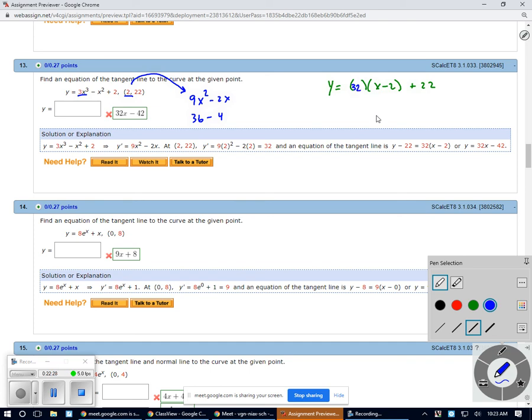The only difference between my answer and their answer is they went ahead and distributed the 32 times -2 and then added the positive 22 to it to clean it up to a nice number. You don't have to do all that. If you wanted to, that's 32x minus 64, plus 22. I'll just leave it unsimplified. Life's easy.